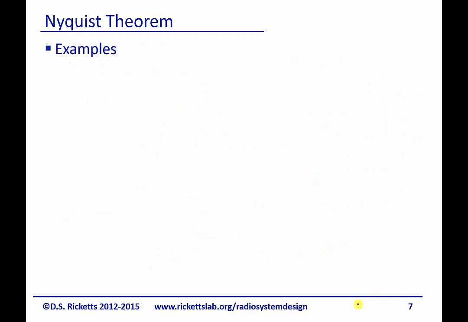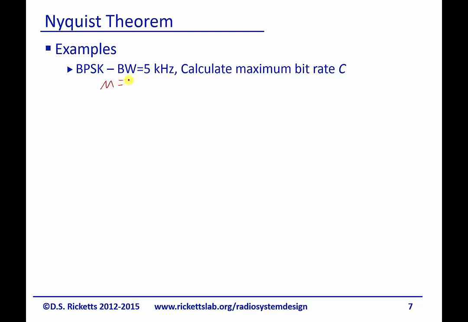All right, so let's do a couple quick examples just so you have down how to calculate this. First one is easy. BPSK in a bandwidth of 5 kilohertz, calculate the maximum bit rate C. Well, this is pretty easy. BPSK is M equals 2. It's binary phase shift keying, so C equals 2 times 5 kilohertz times log 2 of 2. And log 2 of 2 is just 1, so this is just going to give us 10 kilohertz. Okay, that's pretty easy.